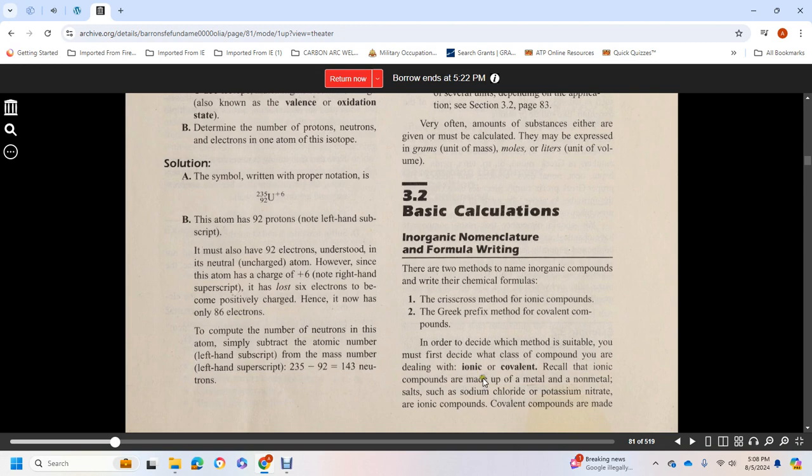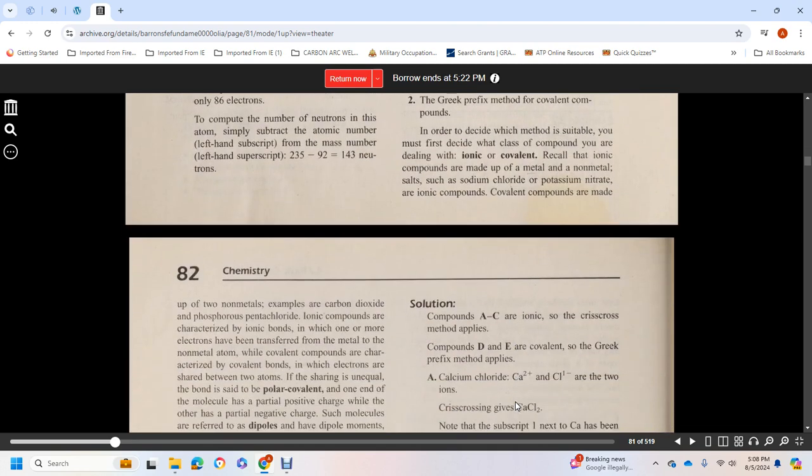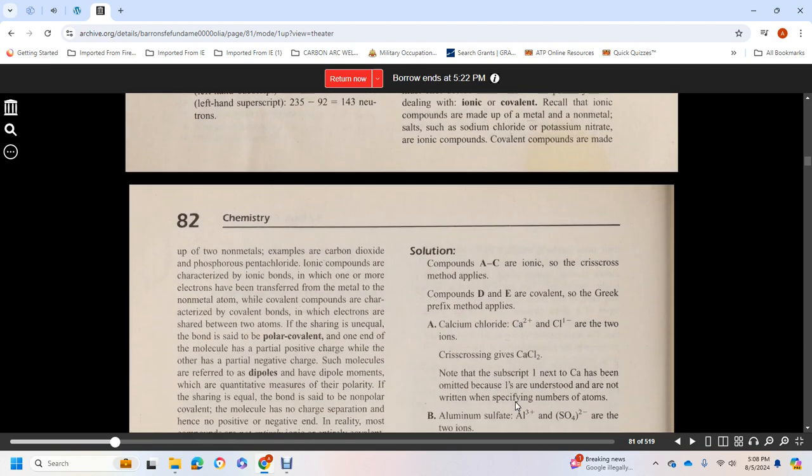Recall that ionic compounds are made of a metal with a non-metal, such as sodium chloride and potassium nitrate. Covalent compounds are made up of two nonmetals, for example, carbon dioxide and phosphorus pentachloride. Ionic compounds are characterized by ionic bonds, in which one or more electrons have been transferred from the metal to the non-metal atom, while covalent compounds are characterized by covalent bonds, in which electrons are shared between two atoms.